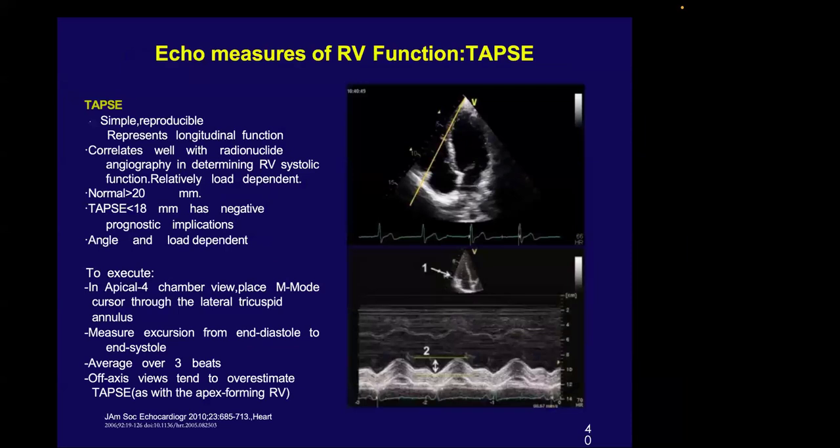Echo measures of RV function: TAPSE is simple, reproducible, represents longitudinal function, and correlates well with radionuclide angiography in determining RV systolic function. Normal is more than 20; TAPSE less than 18 has negative prognostic implications. It is angle and load dependent. In the apical 4-chamber view, place the M mode cursor through the lateral tricuspid annulus and measure the excursion from end diastole to end systole, averaged over 3 beats. Off-axis views tend to overestimate TAPSE as the apex is formed by the RV.